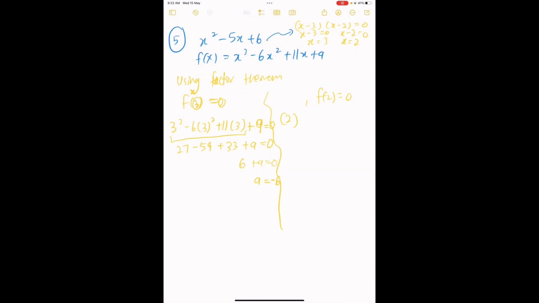Okay, 2 cubed minus 6 times 2 squared plus 11 times 2 plus a equals 0. And then 6 plus a equals 0. When you solve this, you will get 6. And then you bring 6 to the right, it gives you minus 6. Okay, so your possible value of a is minus 6. Okay, let's move on to number 6.